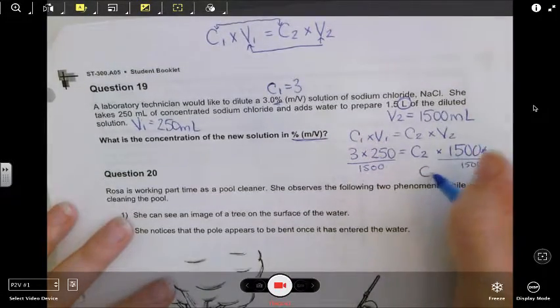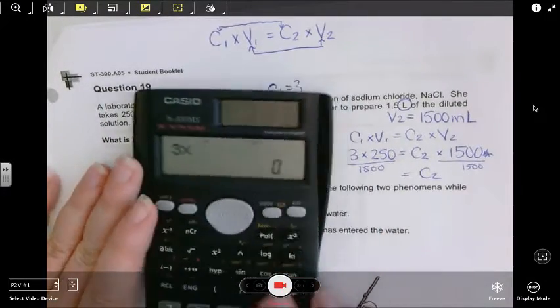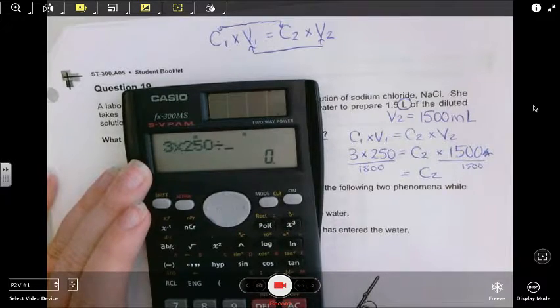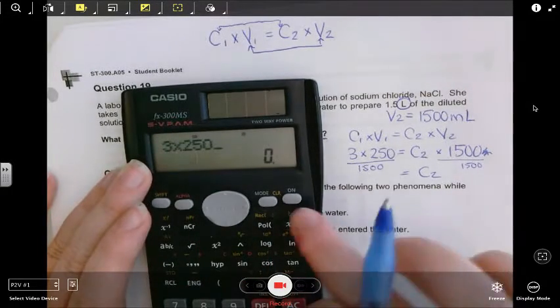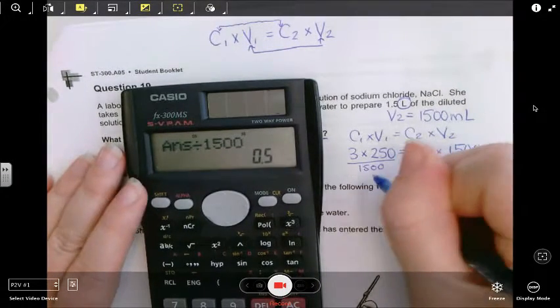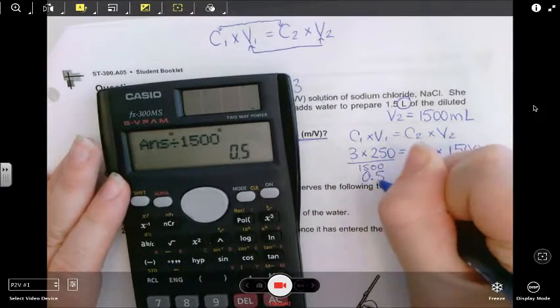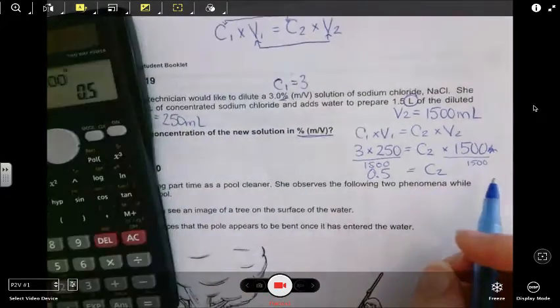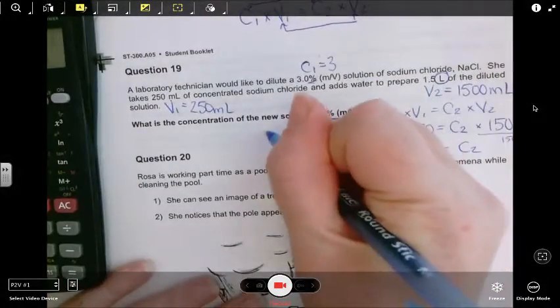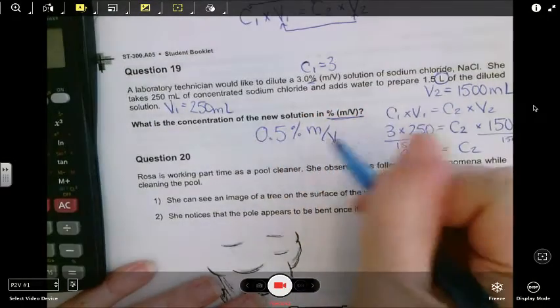So then you get C2 equals, and you just plug this into your calculator. 3 times 250 equals 750, divided by 1,500, and it gives you 0.5. So that means that's your answer. You're just going to write that the answer is 0.5% m over v. You just write it like that, and that's it.